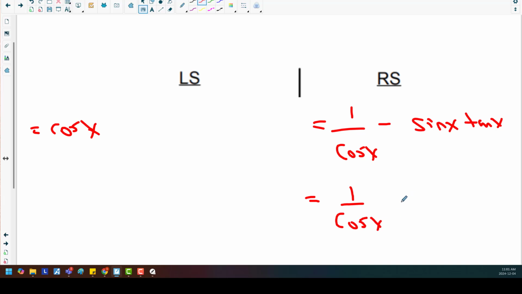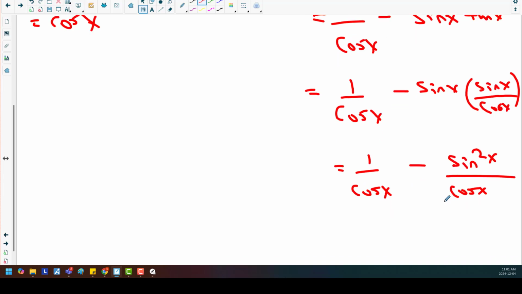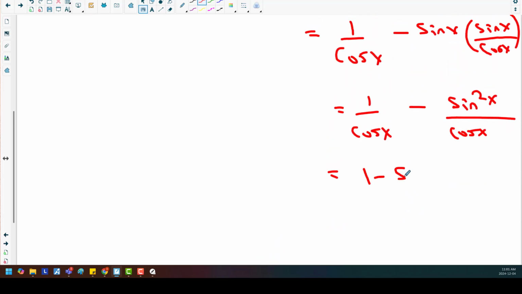Well, the first thing I'm thinking is, let's rearrange or rewrite tan as sine over cos. And then let's multiply. Remember, sine times sine is sine squared. Now we have two separate fractions here. We can combine them. The denominator is the same. So we can just subtract.